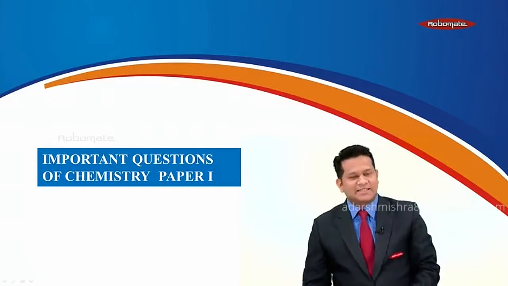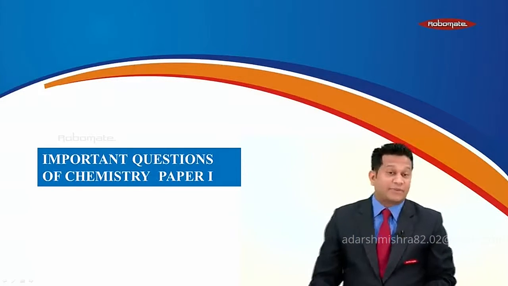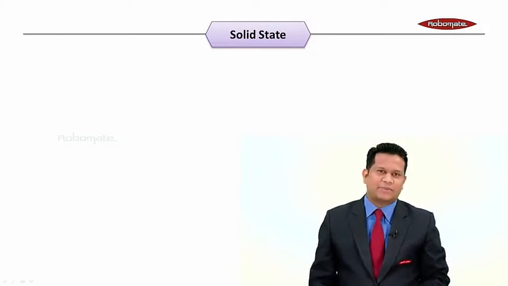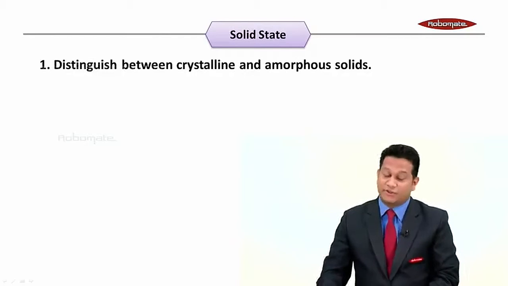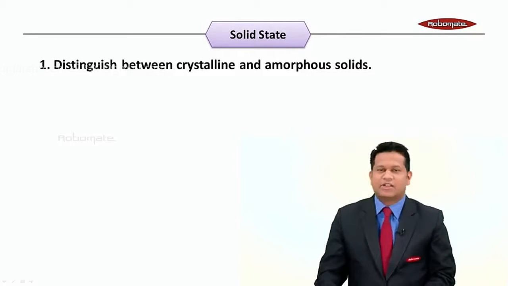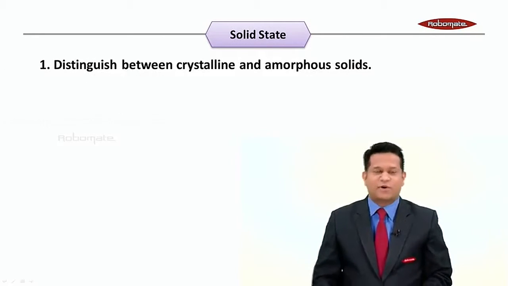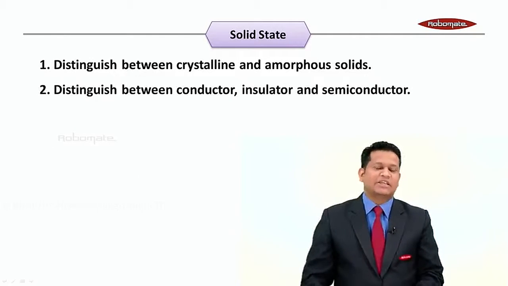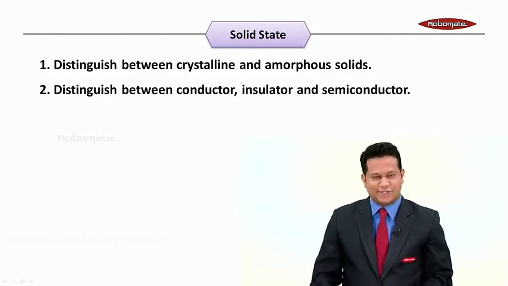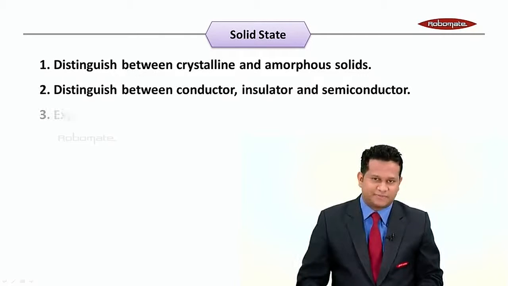Hello everyone. Let's discuss some important questions of chemistry paper 1. The first chapter, that is solid state, the first important question rather, distinguish between crystalline and amorphous solid. Second one, distinguish between conductor, insulator and semiconductor.